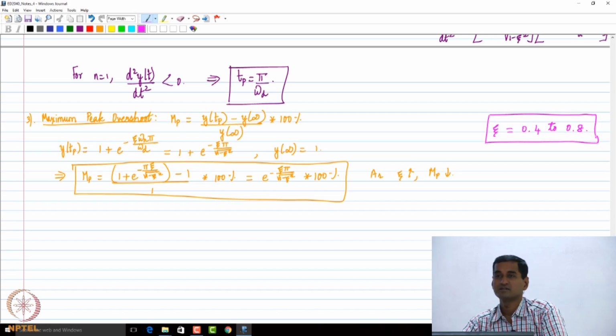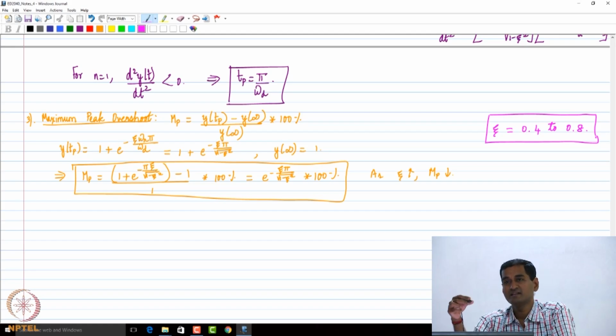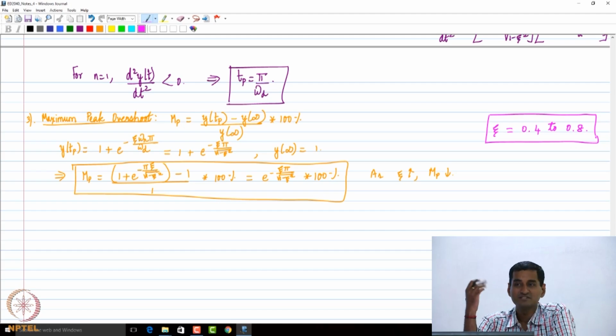This is common control design practice. By and large, we want to design underdamped second order systems that have damping ratios between 0.4 and 0.8. We do not want damping ratios lower than 0.4 because the overshoot will be very high, although the rise time will be very small. We do not want damping ratios beyond 0.8 because the system will be sluggish. The overshoot will be low, but the rise time will be high, and then the system's response takes a longer time. So that is the trade-off between rise time and peak overshoot. Is it clear?